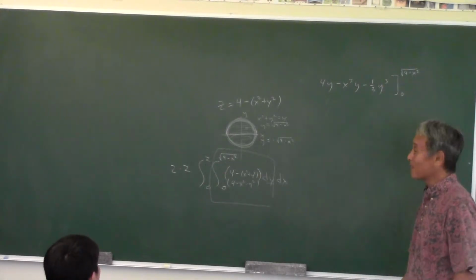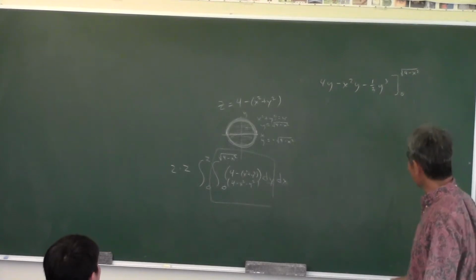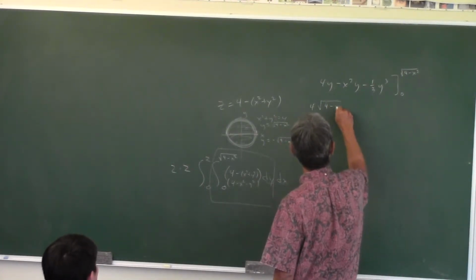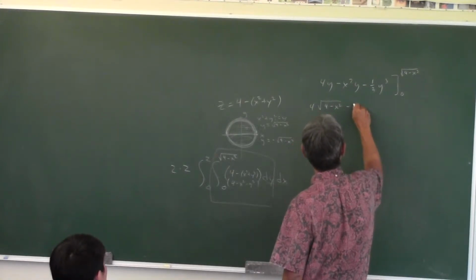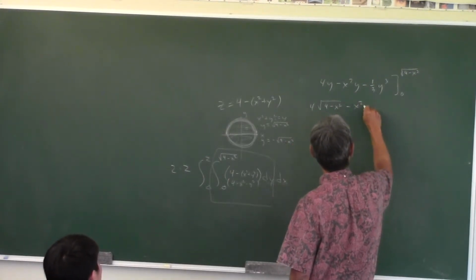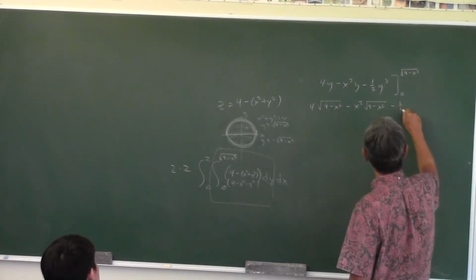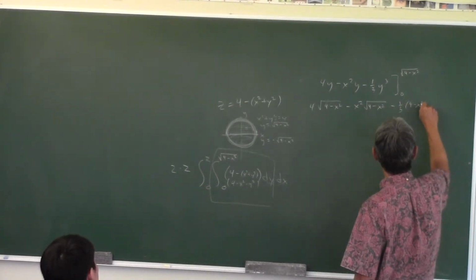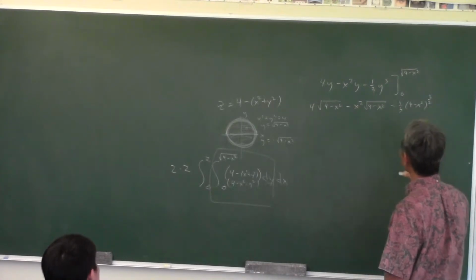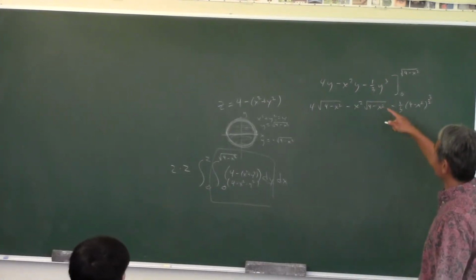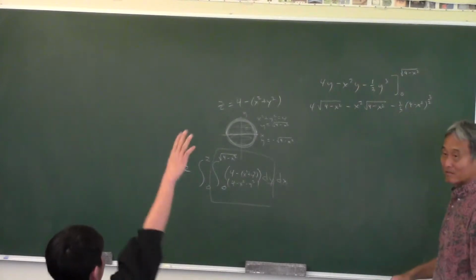Okay, plug in the top. 4 times root 4 minus x squared, minus x squared root 4 minus x squared, minus 1/3 4 minus x squared to the 3/2 power. Minus, plug in the bottom number, you get 0 minus 0 minus 0, so that's just 0.